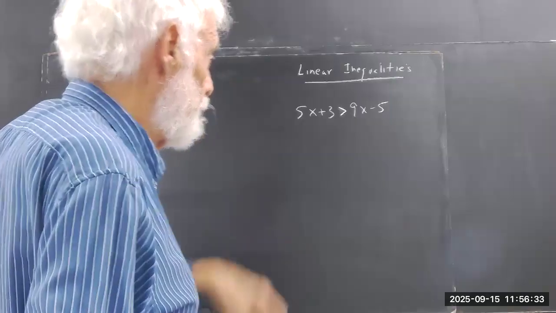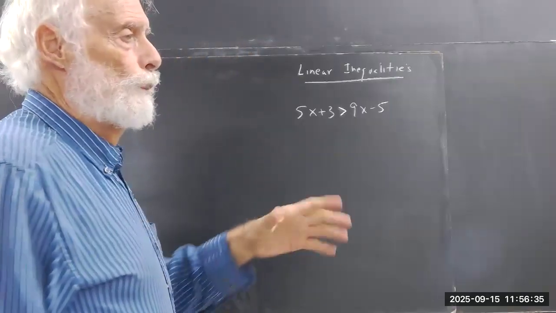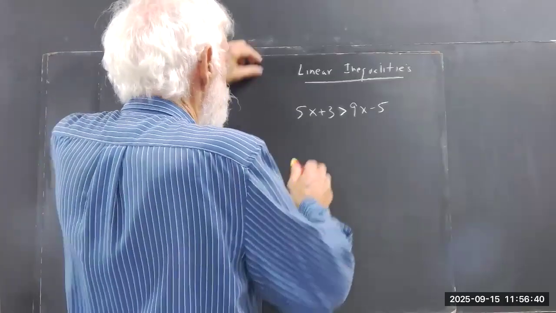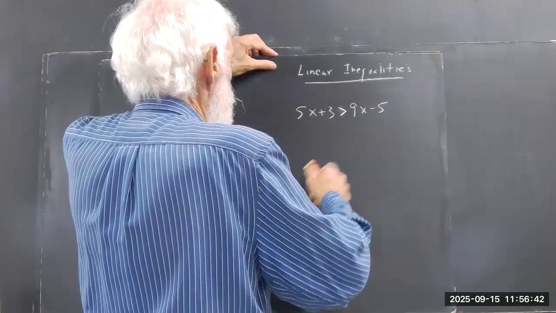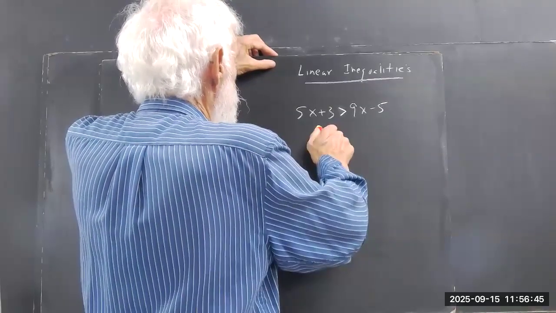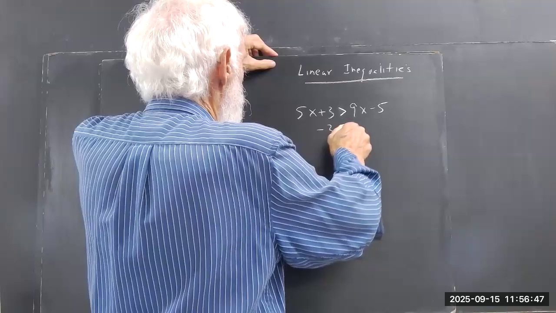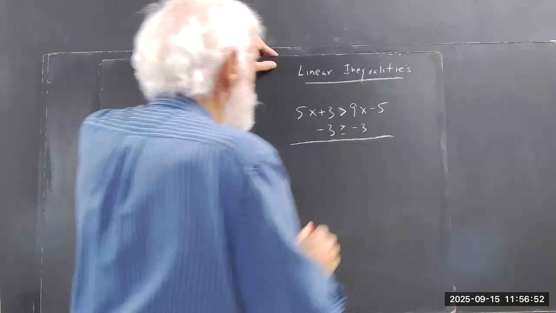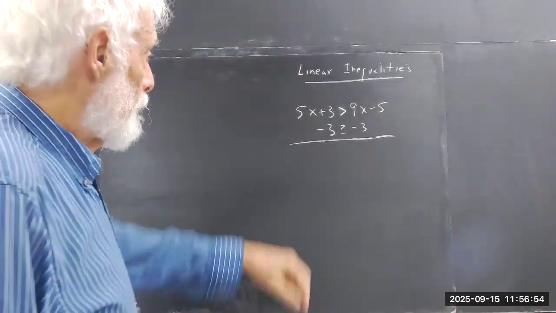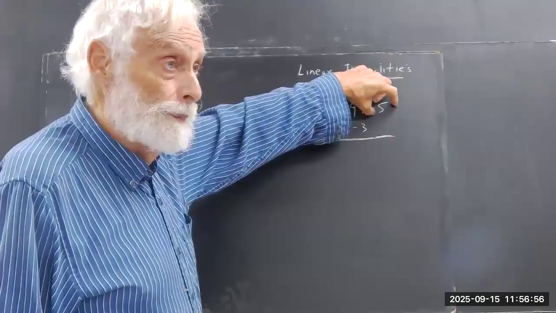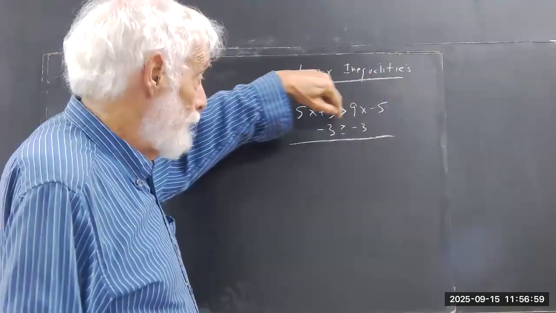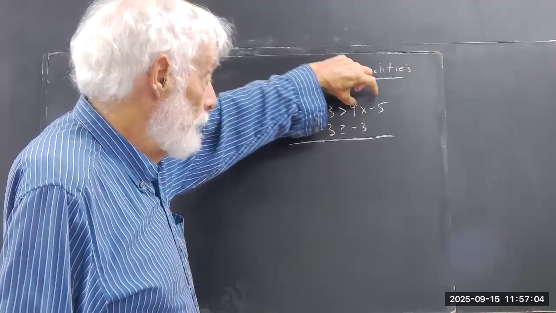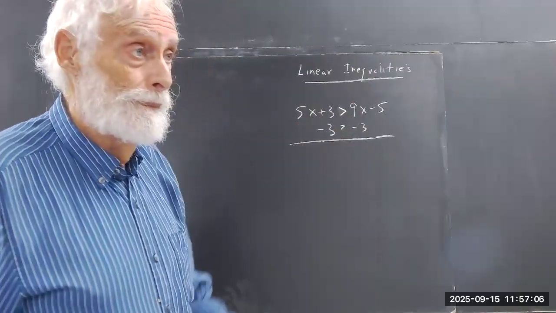But I'm going to change this to an inequality. Make this a greater than sign. And actually, that one rule is going to come in on this inequality. We'll see how that works. 5x plus 3 greater than 9x minus 5. Now, I can add an equality to any inequality. In other words, if this is bigger than this, then if I add the same thing to both sides, this side is still going to be bigger than this side, isn't it?